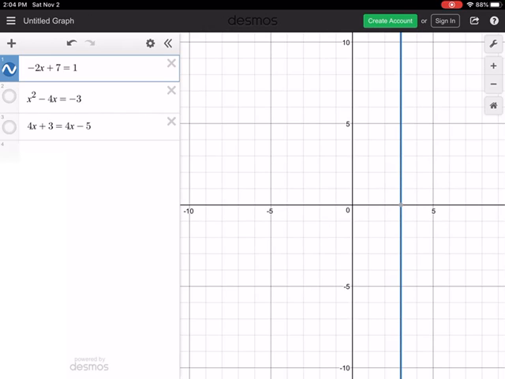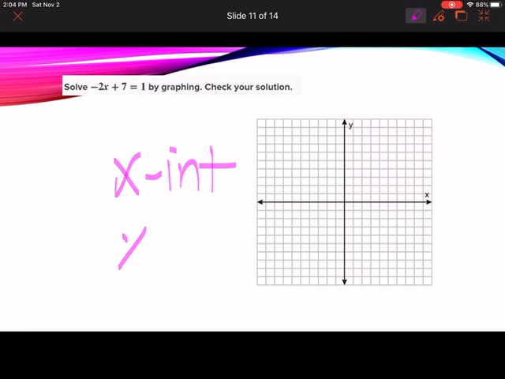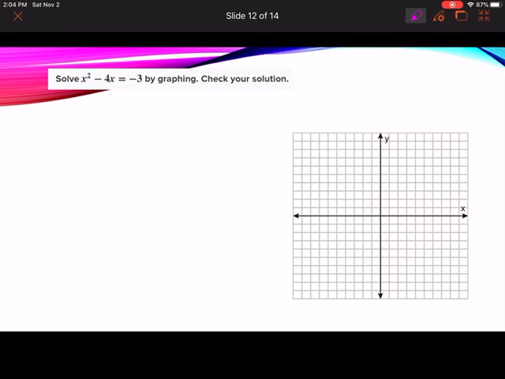So I have negative 2x plus 7 equals 1. And then all I have to do is see where it crosses the x-axis. And it crosses the x-axis at 3. That is going to be my solution. So my solution is x equals 3. Seems pretty simple, right? So now here I did the exact same thing.